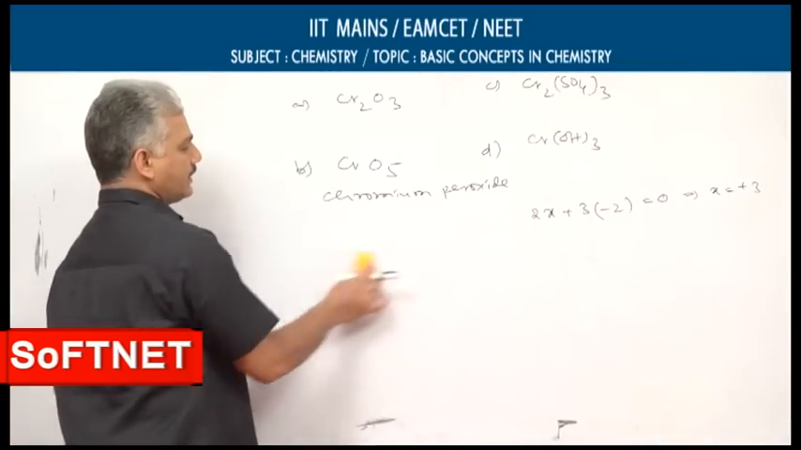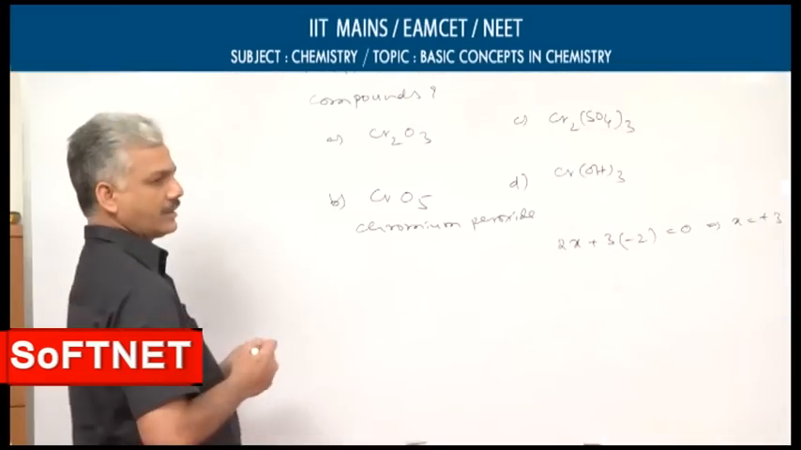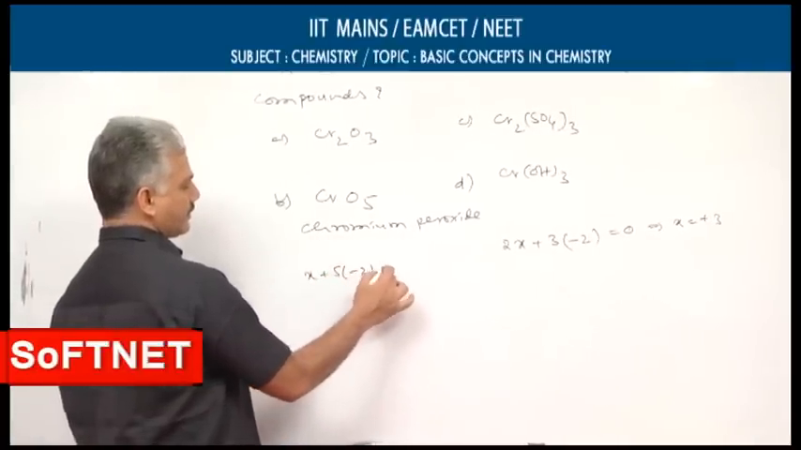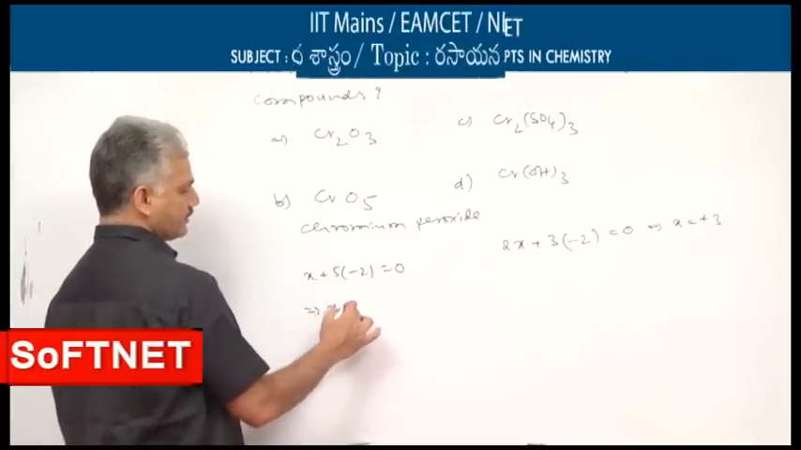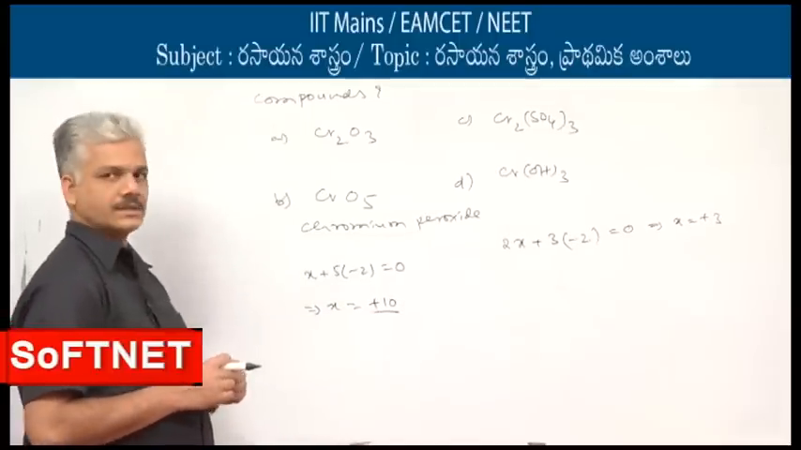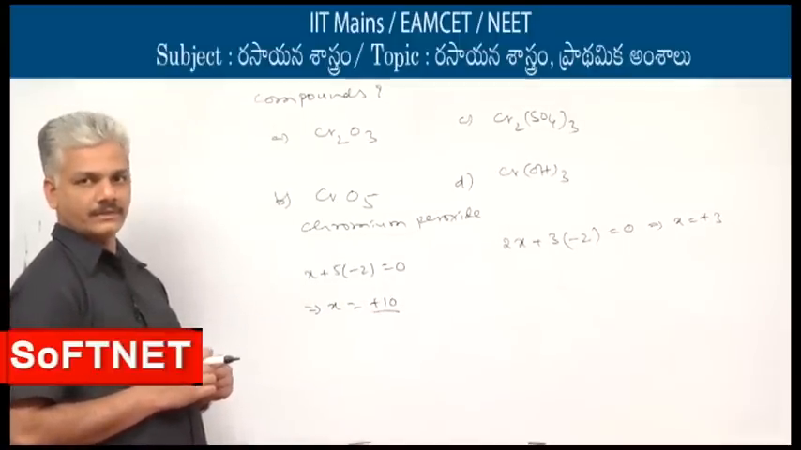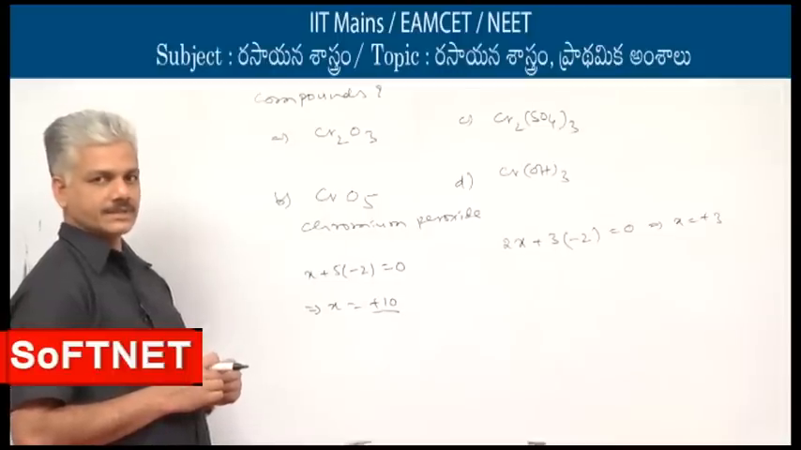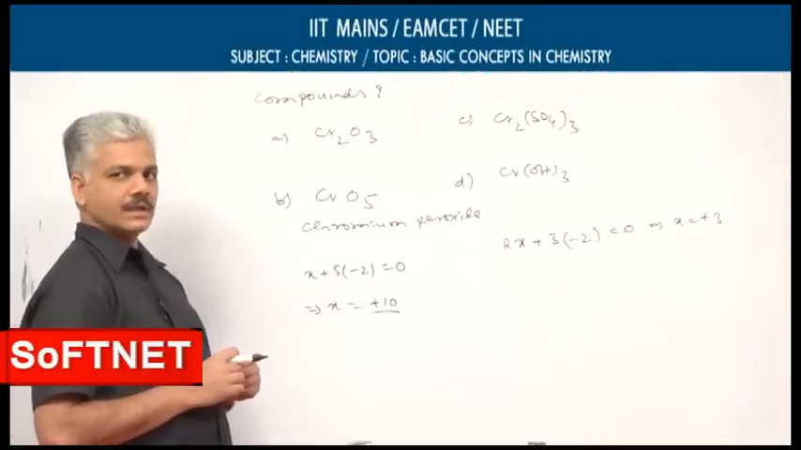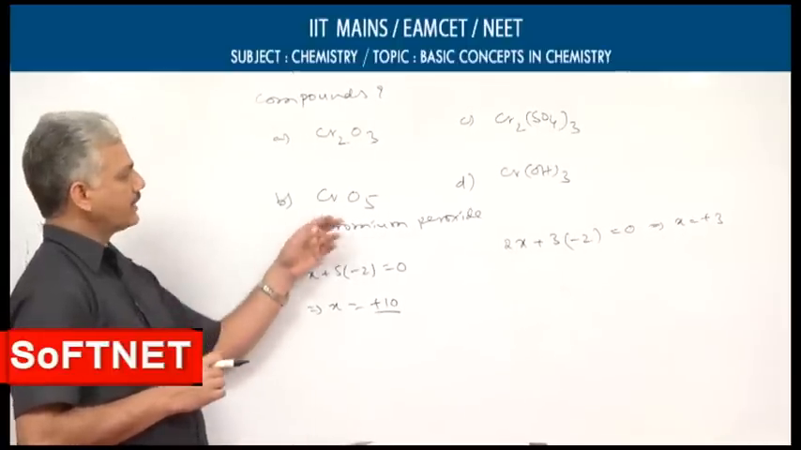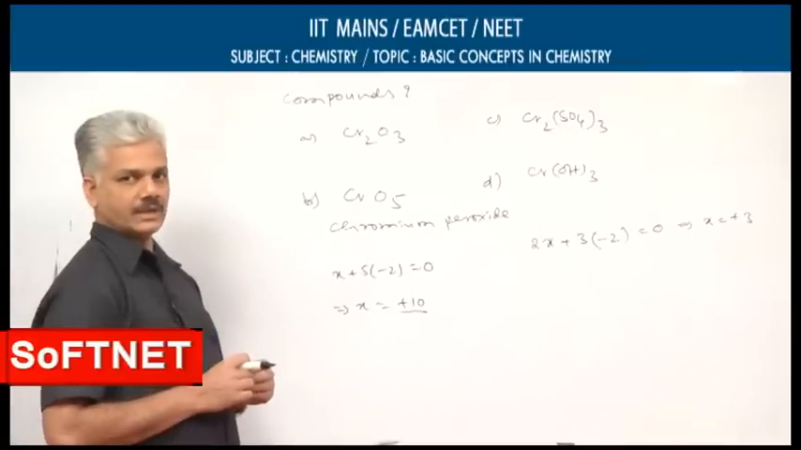If we calculate the oxidation state by the normal method, it comes out to plus 10, but plus 10 is not a permitted value, because the maximum oxidation state possible is plus 8, and that is applicable only for two elements, that is ruthenium and osmium. Now, what is the mistake that we have committed here?